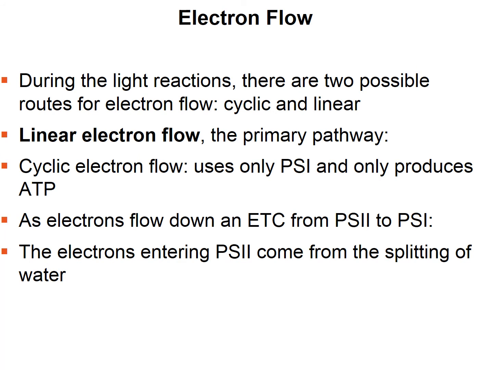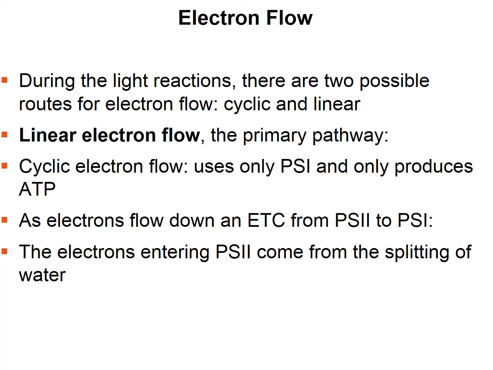During the light reactions, there are two possible routes for electron flow, cyclic and linear. Linear electron flow is the primary pathway and what we're going to focus on. It involves both photosystems and produces ATP, NADPH, and oxygen using the energy of light. Cyclic electron flow uses only photosystem 1. Some organisms only have photosystem 1 and only produce ATP.